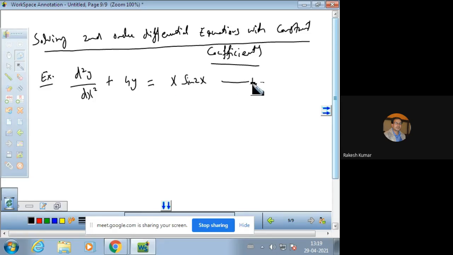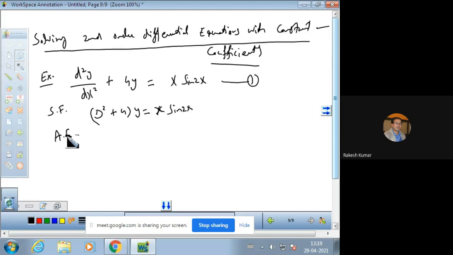Now this differential equation is second order because it contains a second order derivative term, and its coefficients are 1 and 4. That is why it is a differential equation with constant coefficients. First of all, you will write down the symbolic form of this equation. That will be d square plus 4 into y is equal to x sine of 2x.